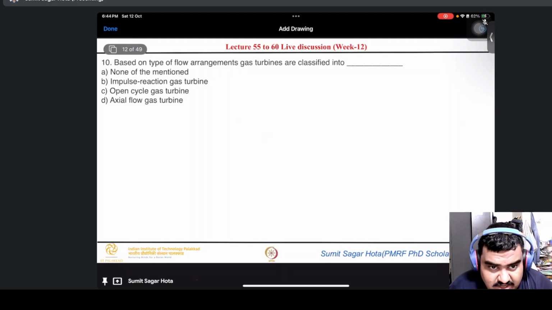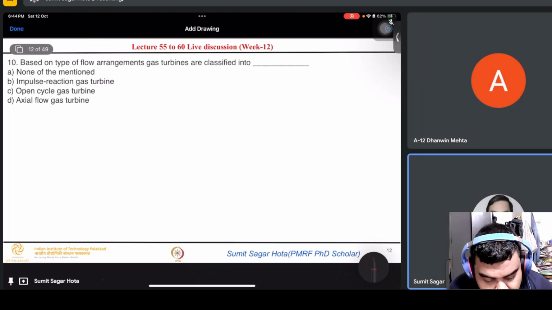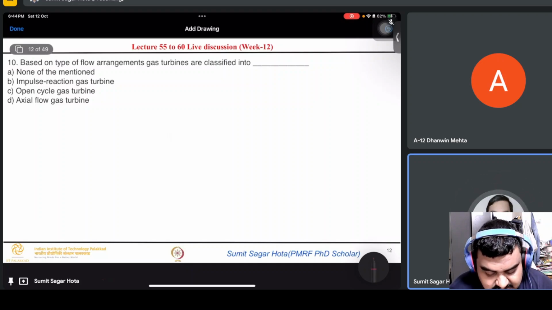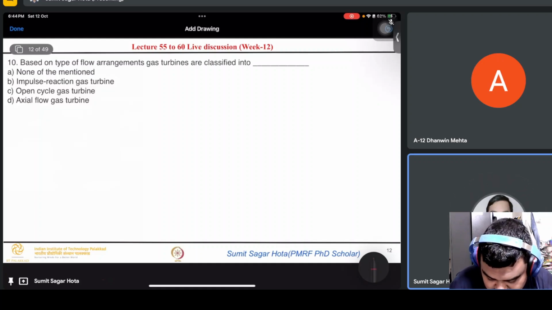Based on type of flow arrangements, gas turbines are classified into dash. Okay, so based on the type of flow arrangement, gas turbines are defined in two types. One is axial flow, one is radial flow. But in the options only axial flow is there, so you can choose answer D.